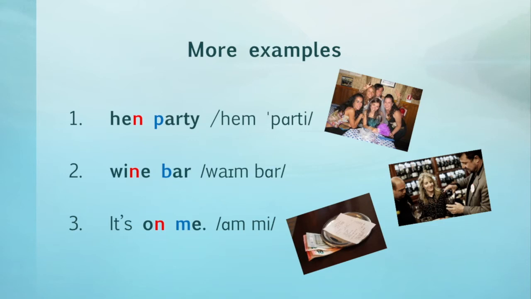Number two, instead of wine bar, you might hear wime bar. And number three, instead of it's on me, you might hear it's om me, just two M sounds. And this is a phrase that a person says to offer to pay for another person's meal or drink if they're eating or drinking together somewhere.